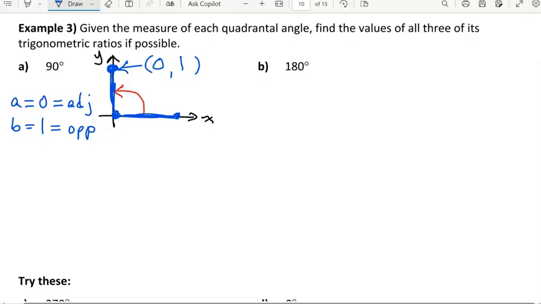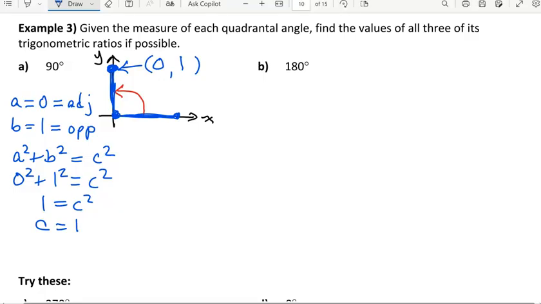If we want to find the value of C, we can use the Pythagorean theorem. A squared plus B squared is equal to C squared. And that's 0 squared plus 1 squared is equal to C squared. 0 squared plus 1 squared is 1. So that's going to give us a hypotenuse of 1. Remember, the hypotenuse always has a positive length.